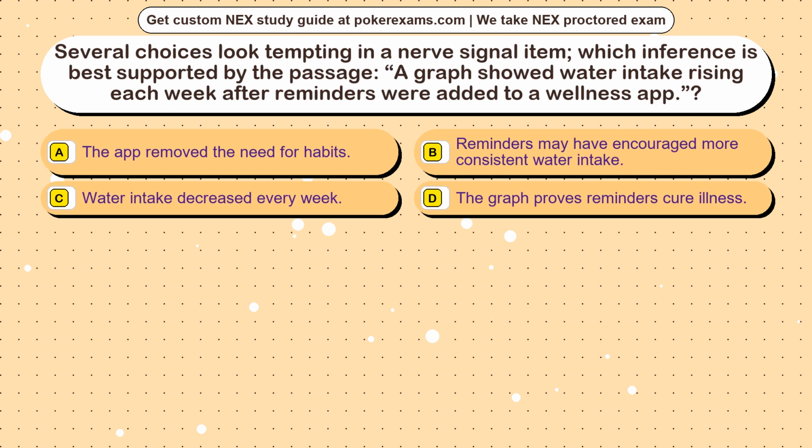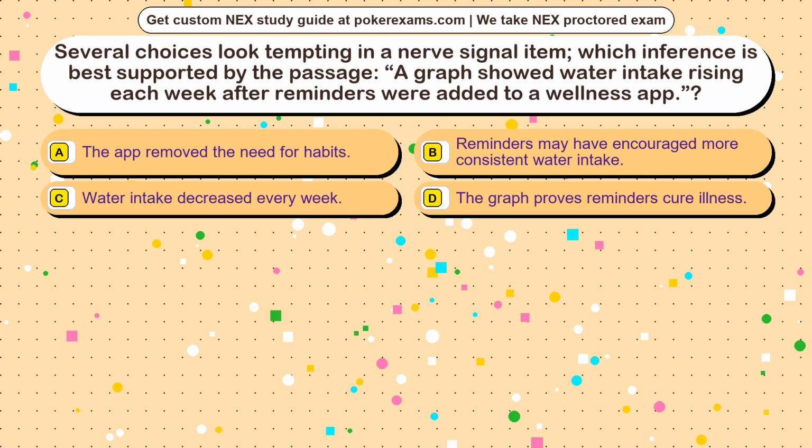Question 12. Several choices look tempting in a nerve signal item, which inference is best supported by the passage? A graph showed water intake rising each week after reminders were added to a wellness app. Option A. The app removed the need for habits. Option B. Reminders may have encouraged more consistent water intake. Option C. Water intake decreased every week. Option D. The graph proves reminders cure illness.